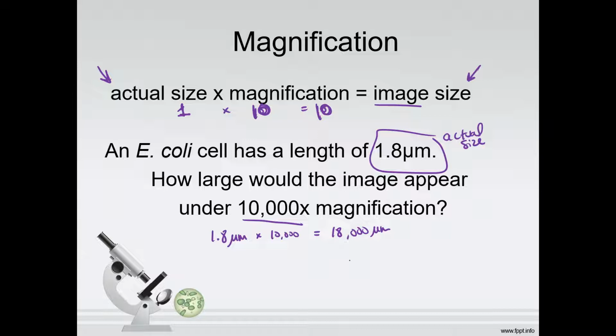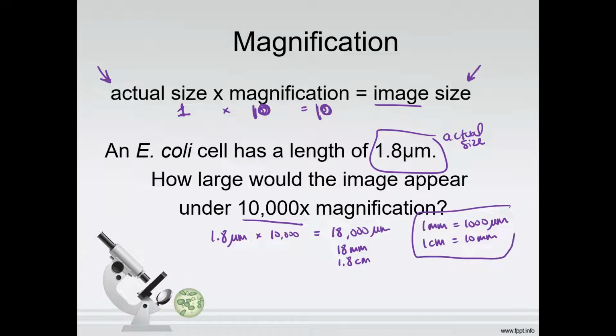So what we can do is convert these into some more commonly used units. So 1 millimeter is equal to 1,000 micrometers. So if I have 18,000 micrometers, I can divide by 1,000, and that's going to be 18 millimeters. 1 centimeter is equal to 10 millimeters. And so I could divide by 10 one more time, and this would be equal to about 1.8 centimeters, which is probably maybe the width of one of your fingers. So it's going to look a lot bigger than it really is.